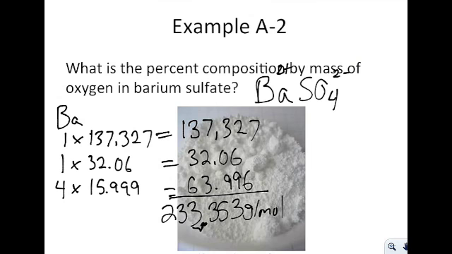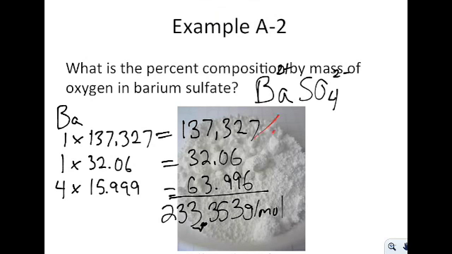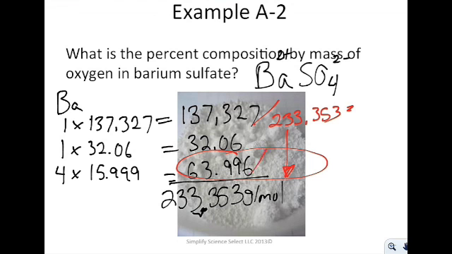So now what I can do is find the percent composition of each. And in order to do that, we divide each piece by 233.353. When you do that all the way down and multiply by 100, it'll give you the percent by mass of each particular element. But in this case, I'm only interested in oxygen. So oxygen, 63.996 divided by 233.353 equals, you would get a value of 27.41% oxygen.